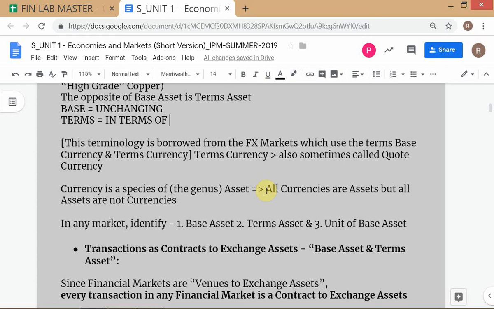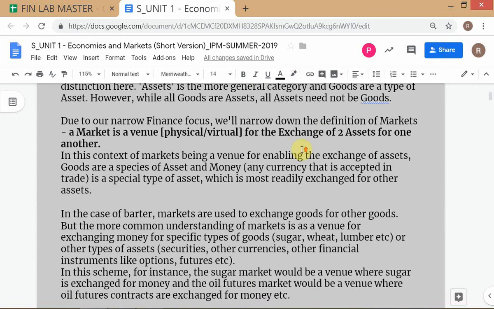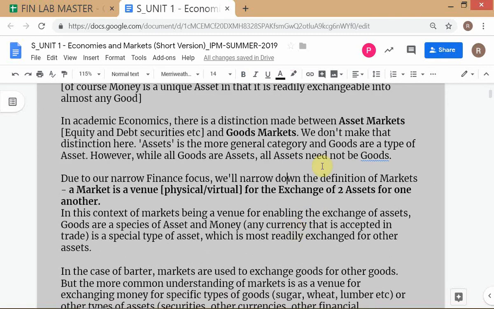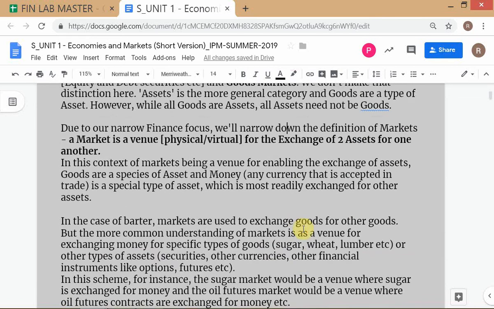So I've defined asset here, as you can see in your earlier part of the notes, that in academic economics and finance, they make a distinction between asset markets and goods markets. But I'm not going to make that distinction because I don't think it's a very useful distinction in the context of the study of financial markets in the modern world. So we don't make this distinction. So everything is an asset.